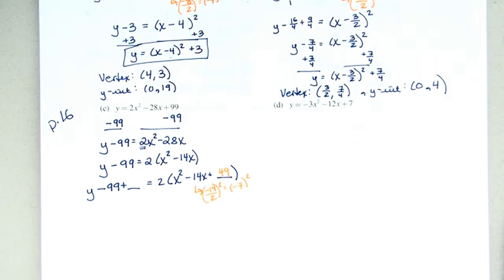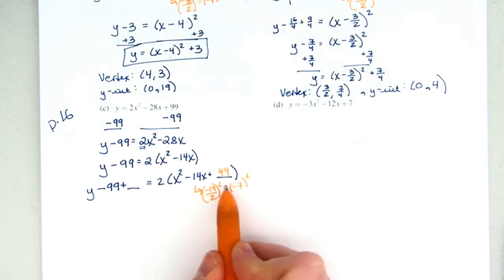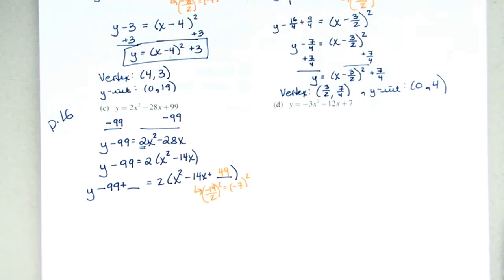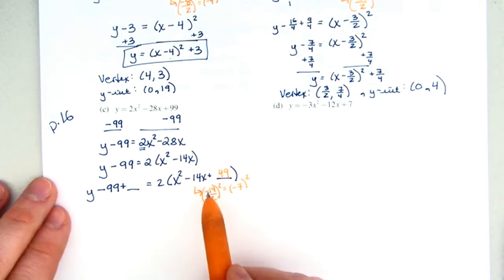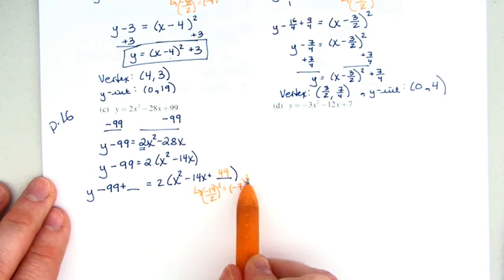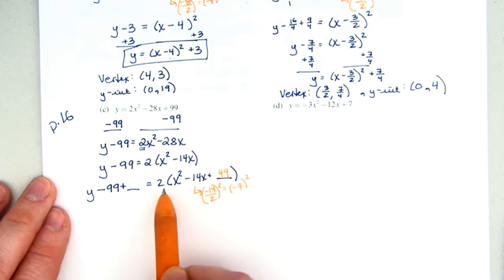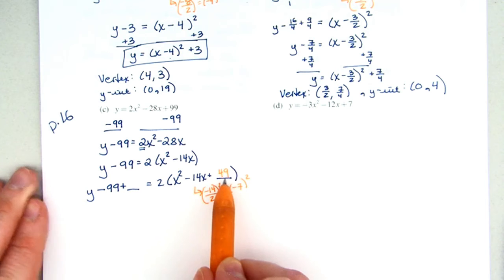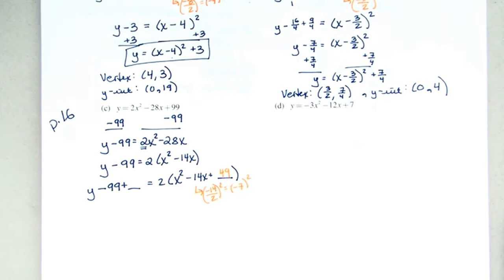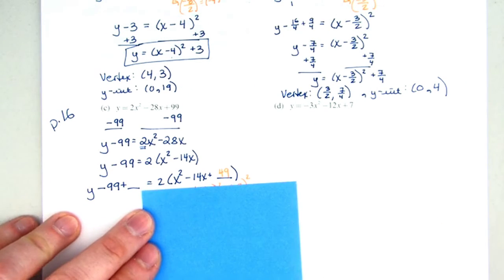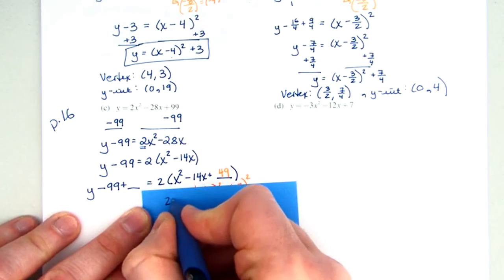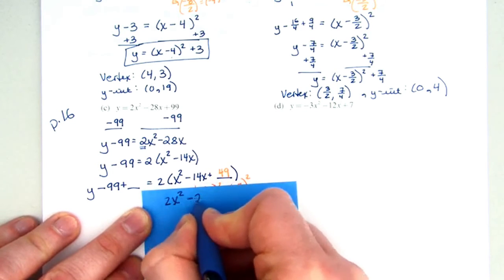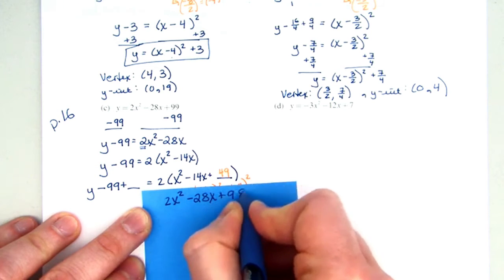Now, I was careful in my wording on the previous page. I didn't say add that number to both sides. I said add it to the side with the x's and balance it out on the other side. Here's what I mean by that. I didn't actually change this side of the problem by 49. I actually changed this side by 2 times 49. You know what? Let me show you something. You don't need to write this down. But this right side is, if I distribute the 2, don't do this, 2x squared minus 28x plus 98.